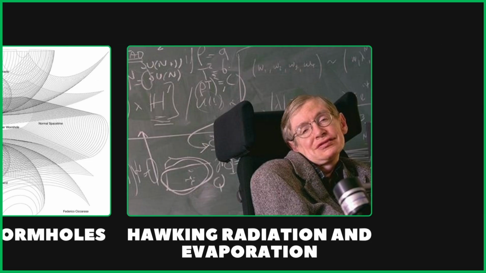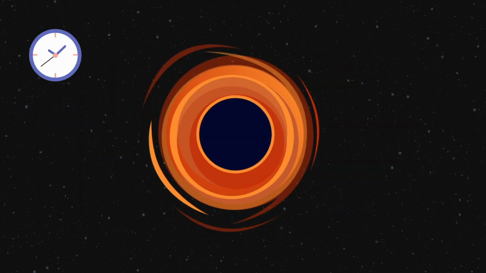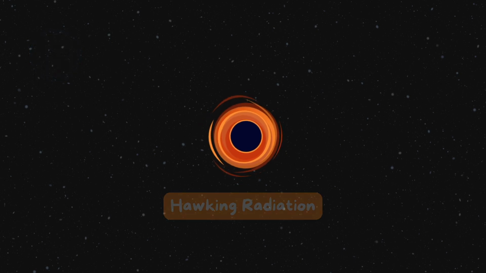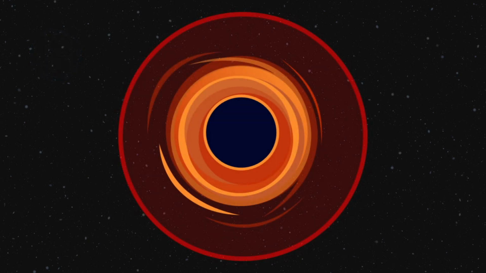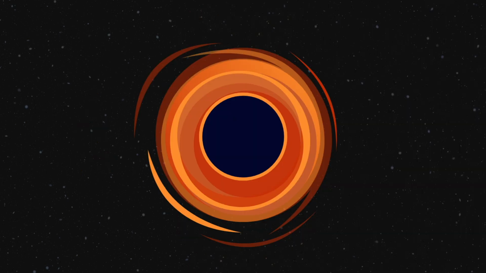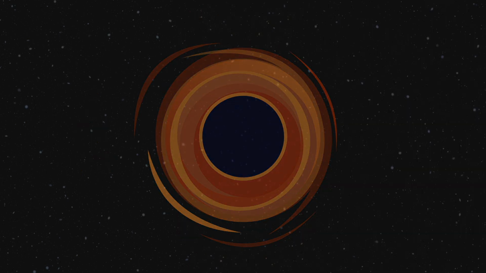Hawking radiation and evaporation. Stephen Hawking proposed that black holes are not completely eternal, but over time, they can lose mass through a process called Hawking radiation. This happens because pairs of particles and antiparticles spontaneously form near the event horizon. Normally, these particles would annihilate each other, but if one falls into the black hole and the other escapes, the black hole loses some of its energy. Over billions of years, this phenomenon could cause the black hole to completely evaporate, slowly releasing some of the traces of what fell inside.